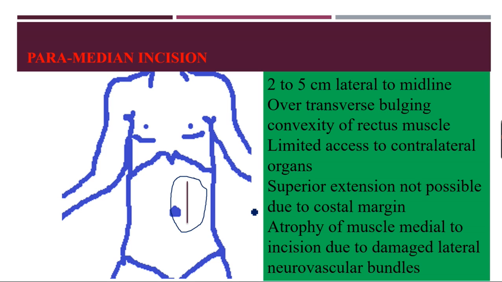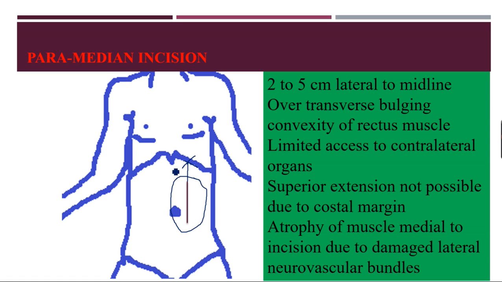One of the very important disadvantages is that it gives limited access to the contralateral organs. Suppose we have placed this paramedian incision over the left side of the patient, then there will be limited access to the liver or, let's say, the right kidney or any organ that is on the opposite side, right? Superior extension of this type of incision is usually not possible, or it is limited. Why? Because if we extend it, here is the subcostal margin, so superior extension is usually not possible.